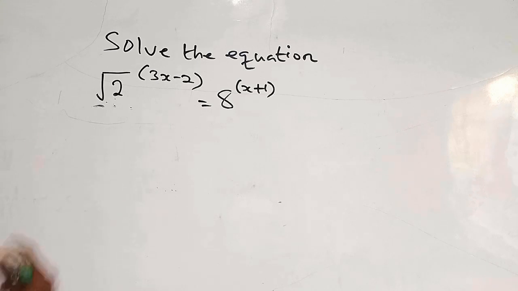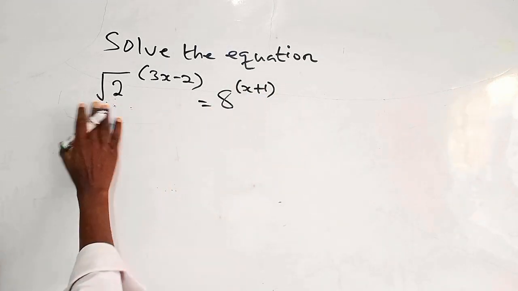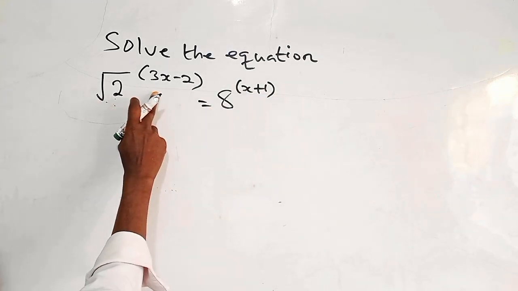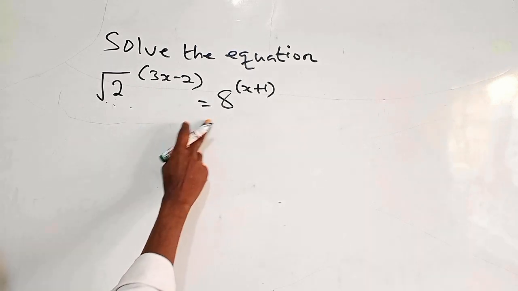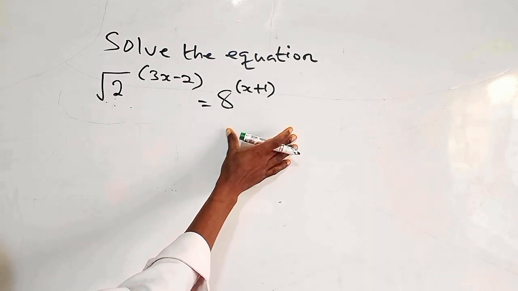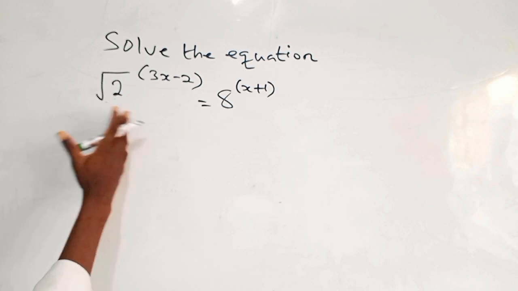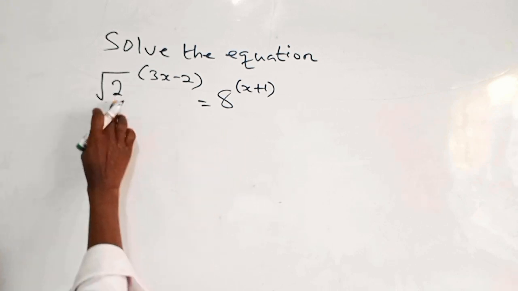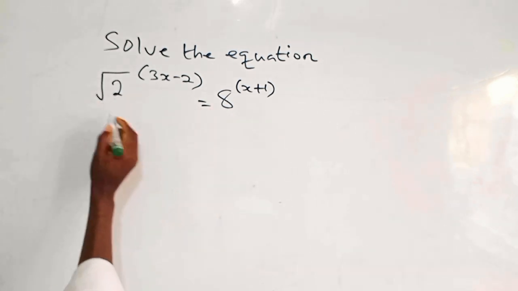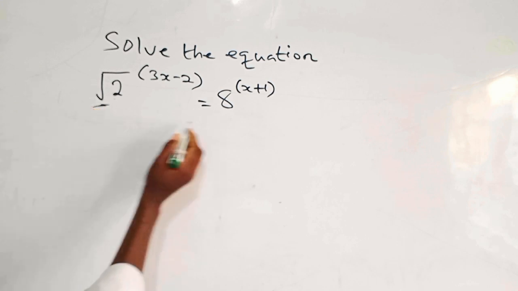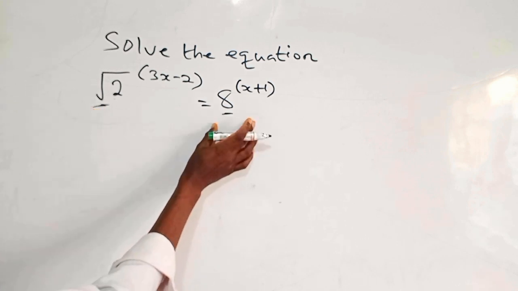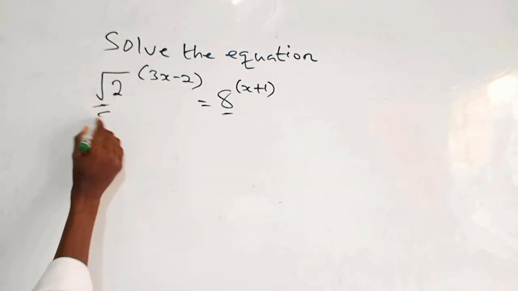The question says, solve the equation. Okay, we have 2 raised to power 3x minus 2 equals 8 raised to power x plus 1. Okay, so these are exponential equations. So when we look at this closely, we have the base here to be root 2, we have the base here to be 8, a whole number. So how do we resolve this?